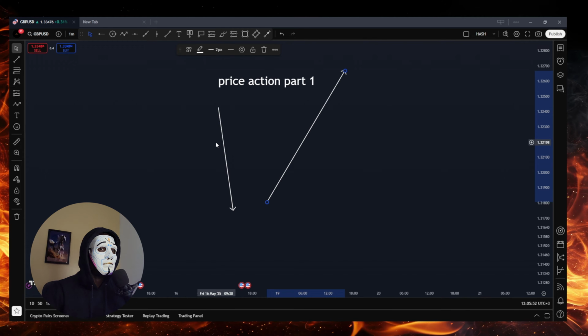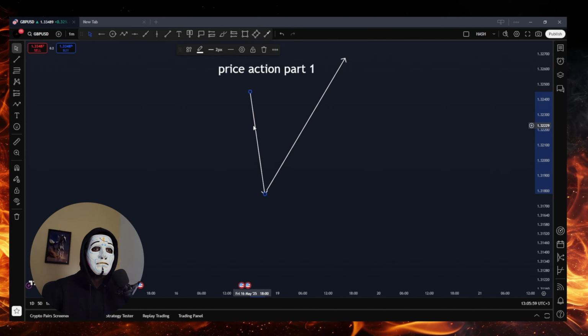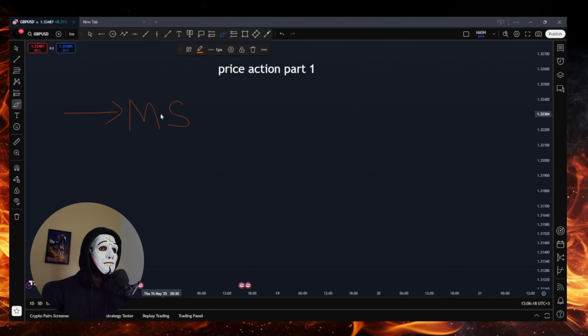Always. So price action, we have said, is what price actually does. We have said that if you want to look at what price action means, you need to know what we call market structure. Then, what is market structure? For market structure, we are looking at how the market actually moves.